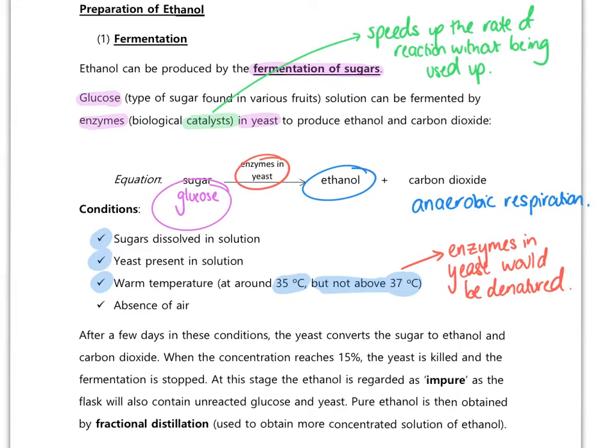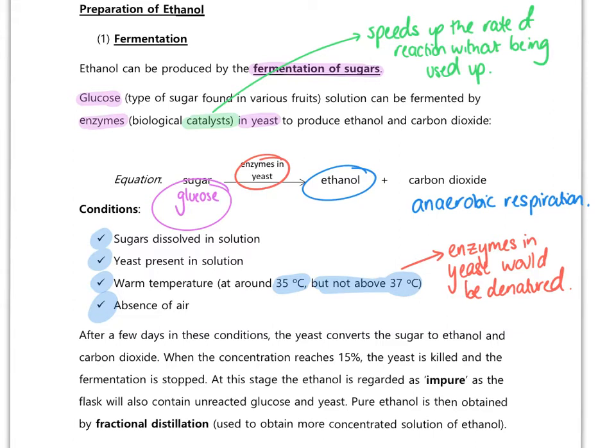And then lastly, our condition is we do it in the absence of air, because remember, this is anaerobic respiration, without oxygen. Otherwise, what we would get would be glucose reacting with oxygen to produce carbon dioxide and water, just like happens in our bodies. So this we need in the absence of air. So we're producing ethanol rather than carbon dioxide and water.